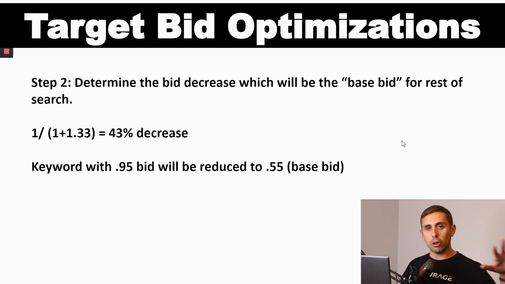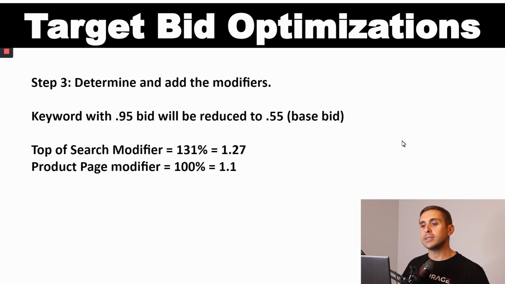Now that we're lowering that base bid, what that means is we have to raise the modifiers for the top of search and for the product pages, because those had a higher conversion rate than the rest of search. And the goal here, remember everyone, is that we're trying to drive traffic to top of search based on conversion rate, then more traffic to product pages and less traffic to rest of search. That's why we're lowering the base bid.